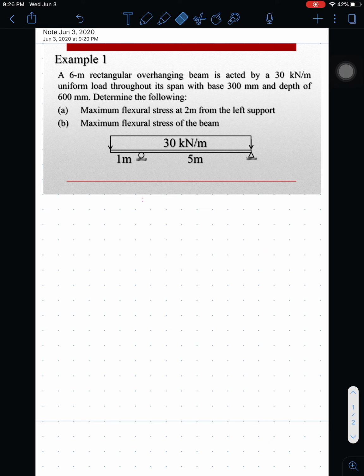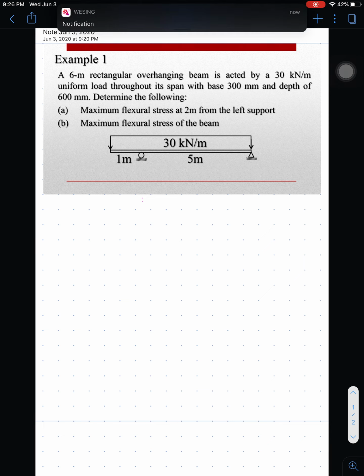And then the other one wasn't said to be at 2 meters or some number of meters from anything like that, but it's giving us an idea that this is the maximum flexural stress for the whole system, meaning we have to find the location of the maximum moment. Because for letter A, all we have to do is get the moment value at 2 meters from the left support, and from there we can get the maximum flexure at that point.